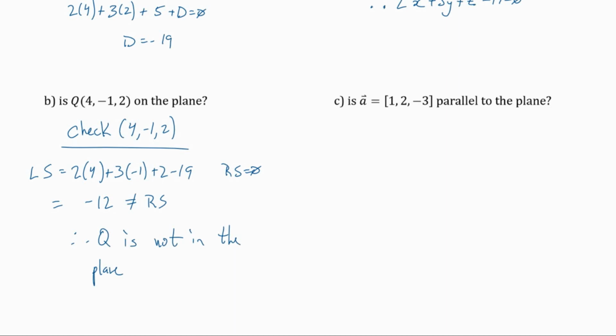Okay, is vector A parallel to the plane? So this one is a little bit different. How are we going to figure that out? We just need to know that this is asking us to do something specific. What's the easiest way to determine if it's parallel to the plane? Well, any vector that's parallel to the plane has to be perpendicular to the normal.